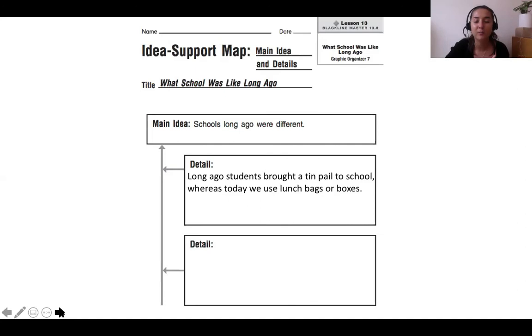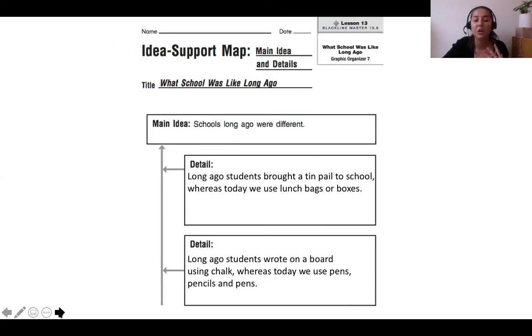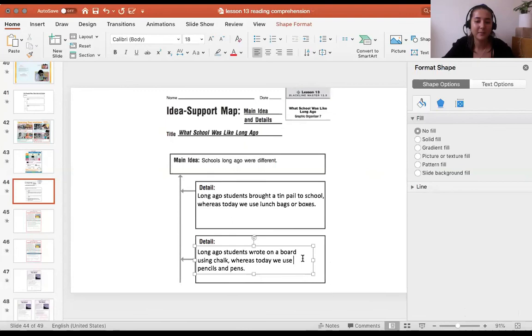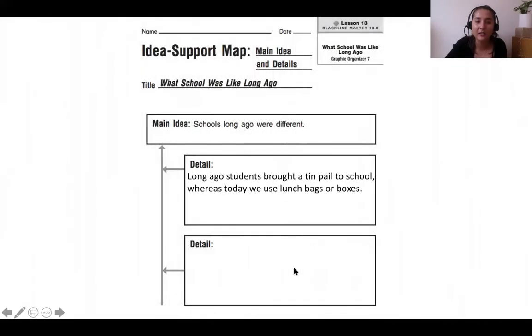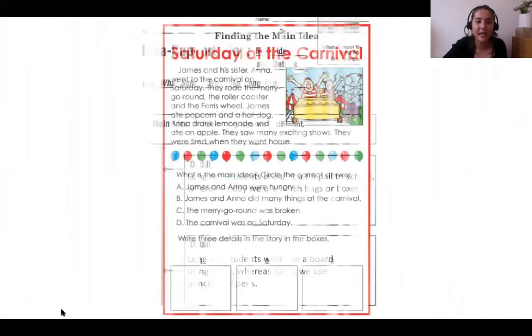Let's have a look at some of the details here. Long ago, students brought a tin pail to school, whereas today we use lunch bags or boxes. Or long ago, students wrote on a board using chalk, whereas today we use pencils and pens. Very good. Amazing work, guys. So well done for filling in the details and the main idea. Have a look at our homework.